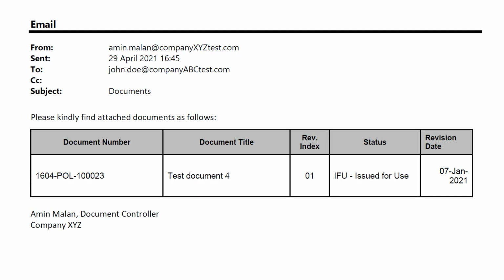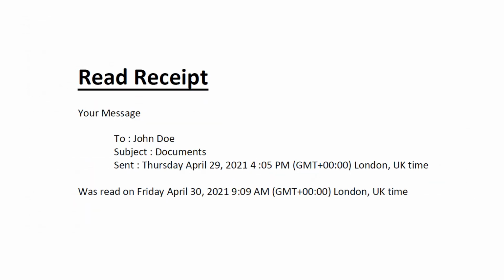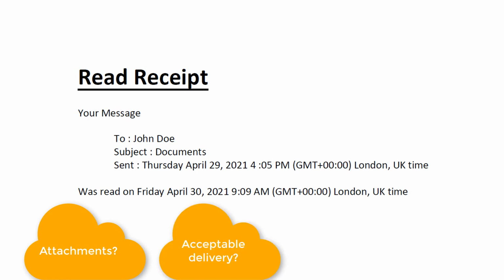The email doesn't provide that. Even if you are adding a read receipt on the email when you are sending it, the read receipt only proves that an email was opened by a certain person on a certain date, but it doesn't prove what was attached. It doesn't even say whether there was an attachment or not, and if the attachment was correct and acceptable or not. And once the email is printed for a court case, for example, you cannot prove what was attached to it.